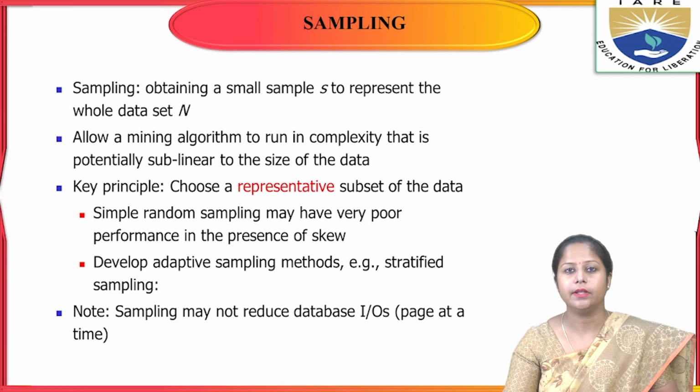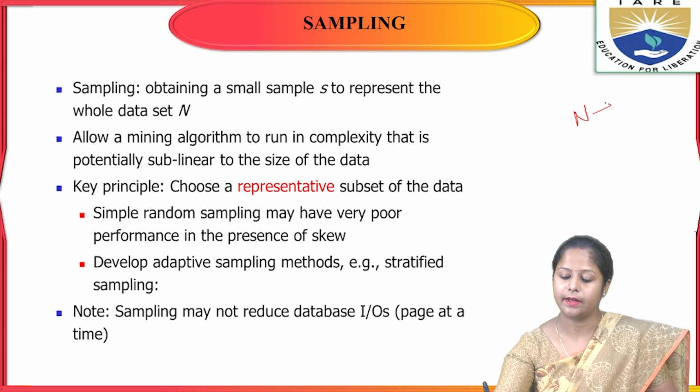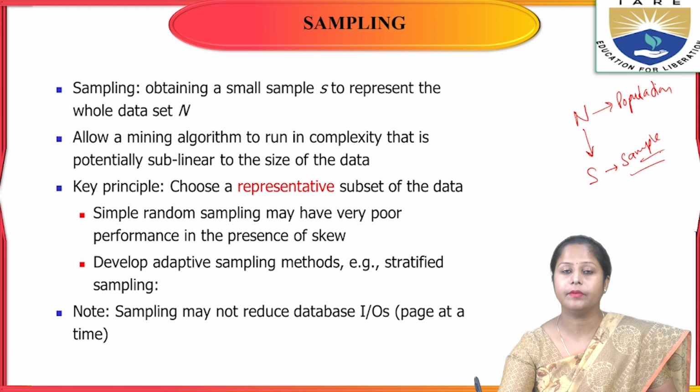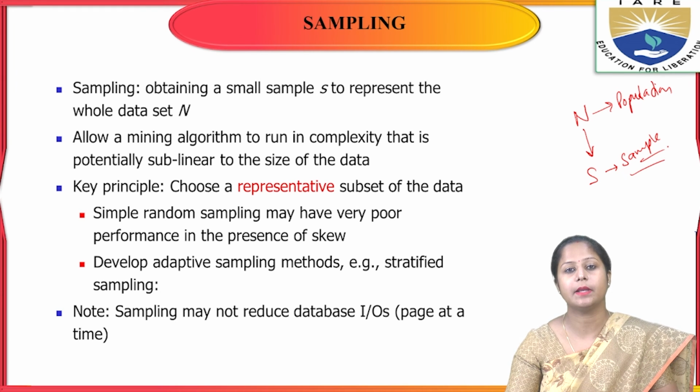So what is sampling actually? Sampling is obtaining a small sample S to represent the whole data set N. The whole data set N we can call the population, and we will have some sample S from that, which we call the sample. So when a small sample is taken from the population, that method is called sampling. It allows a mining algorithm to run in complexity that is potentially sublinear to the size of the data.